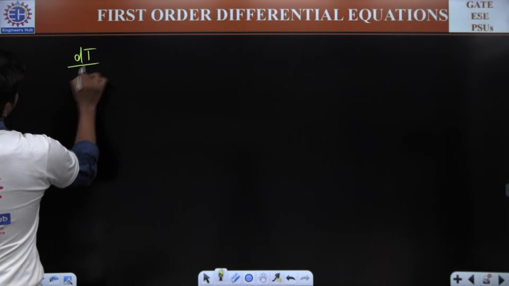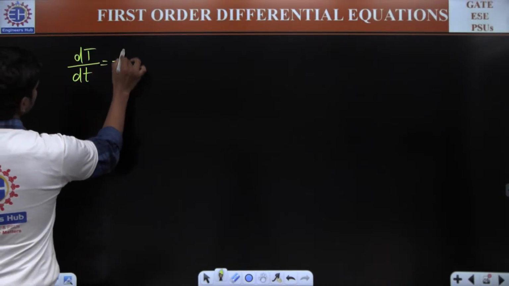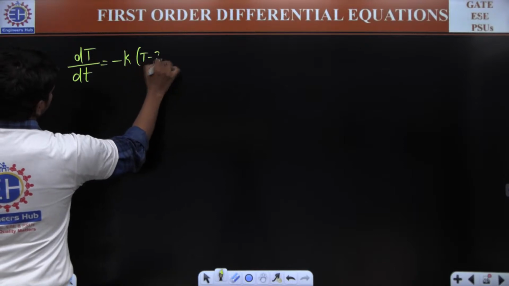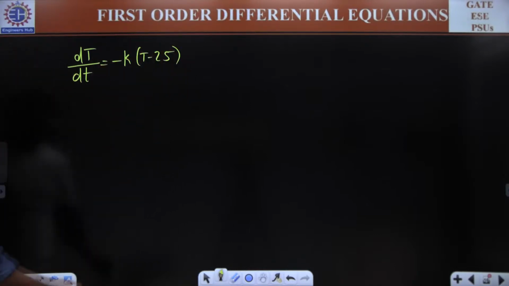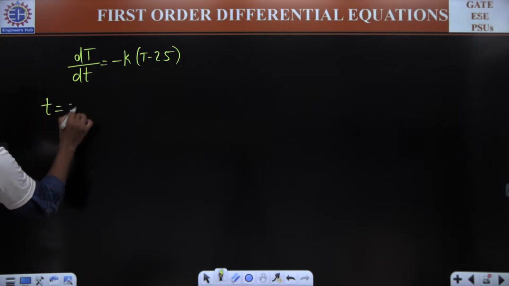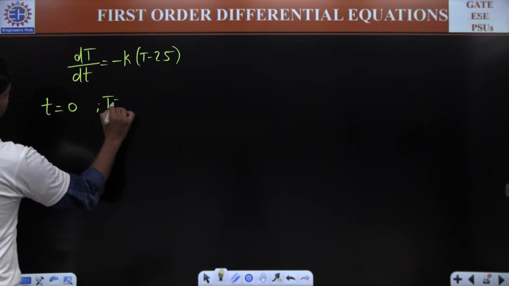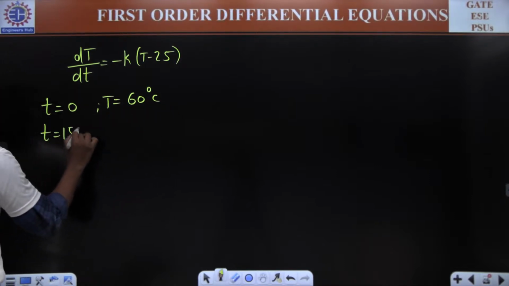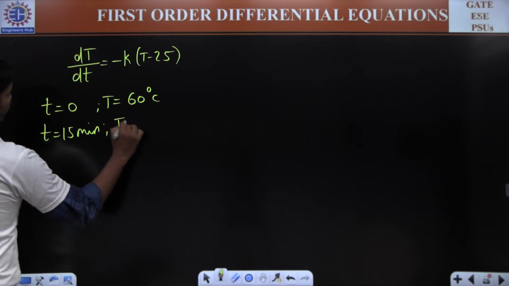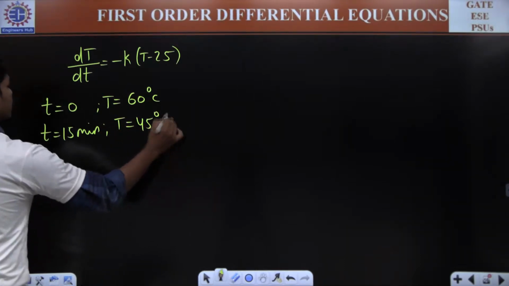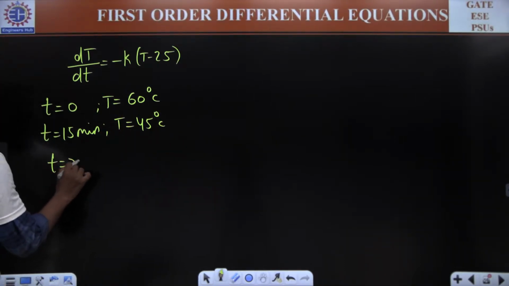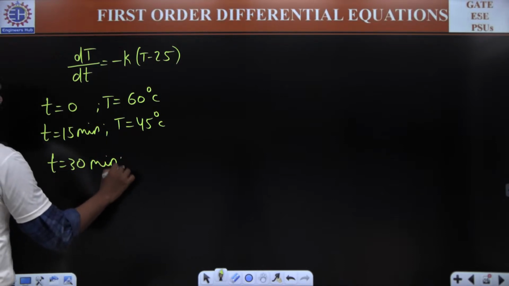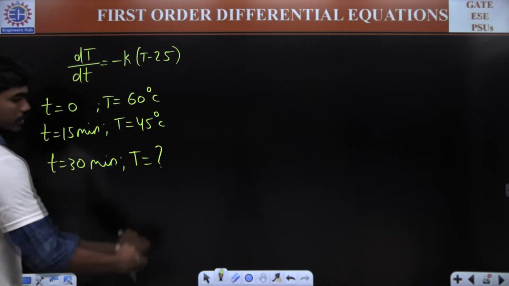dT by dt is equal to minus k times (T minus 25). This is the differential equation that you have, and also at t is equal to 0, we have temperature T is equal to 60 degrees Celsius, and at t is equal to 15 minutes, we have T is equal to 45 degrees Celsius, and at t is equal to 30 minutes, what is the condition? That's what he is asking. Okay.